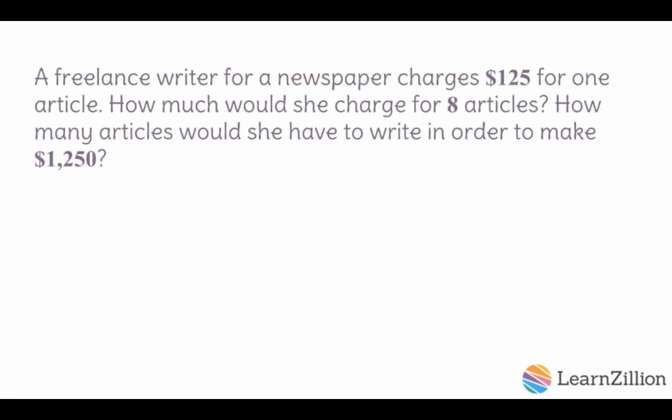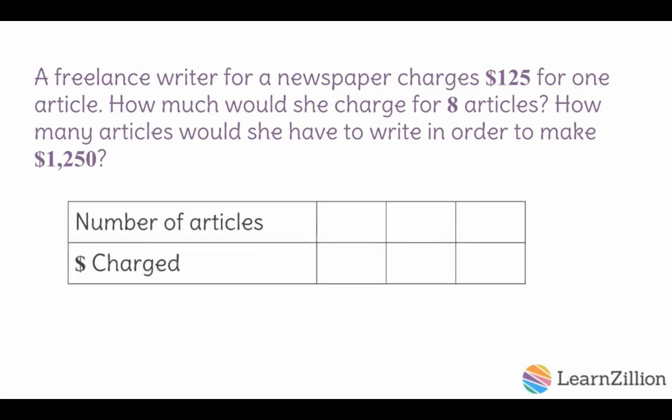A freelance writer for a newspaper charges $125 for 1 article. How much would she charge for 8 articles? How many articles would she have to write in order to make $1,250? Again, we can use a table in order to find these missing values. Let's set up our table by using a ratio. We have a ratio of 1 article for $125, so we will put these numbers in the first column.